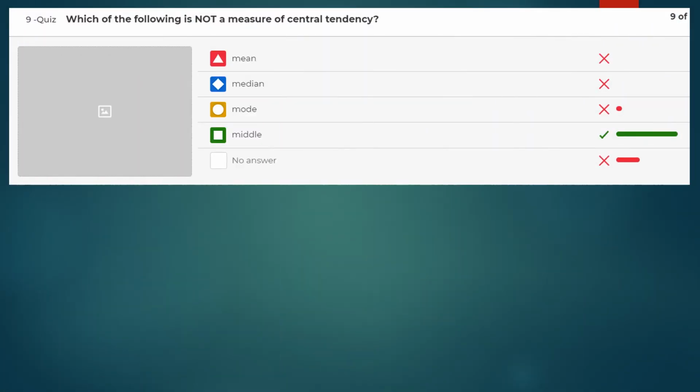Okay. Next, which of the following is not a measure of central tendency? Okay, so for this one, maraming nakakuha ng tamang sagot. Okay, of course, the correct answer here is middle.